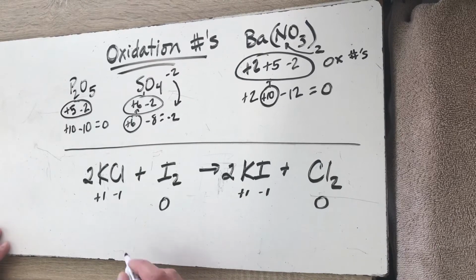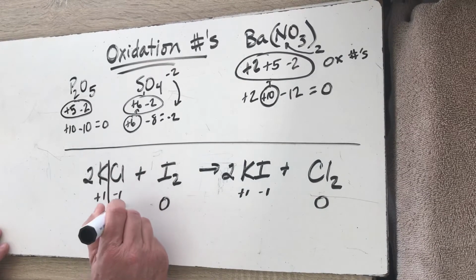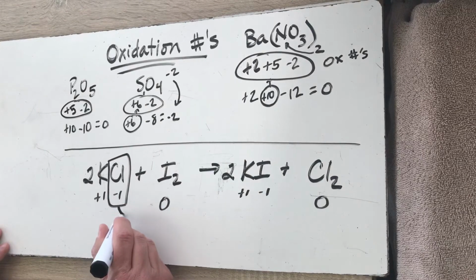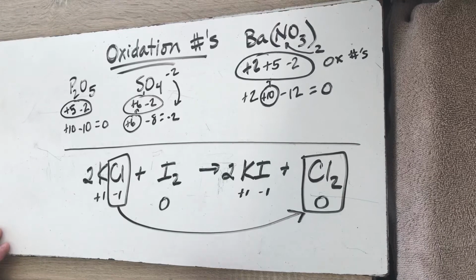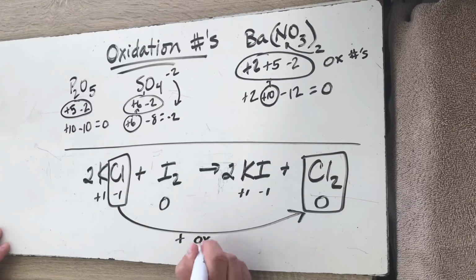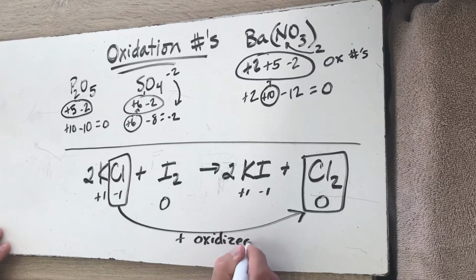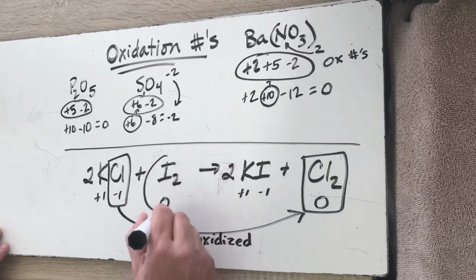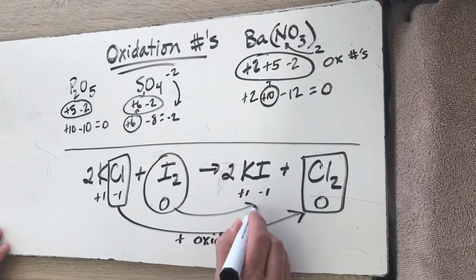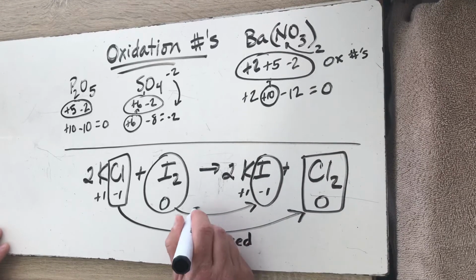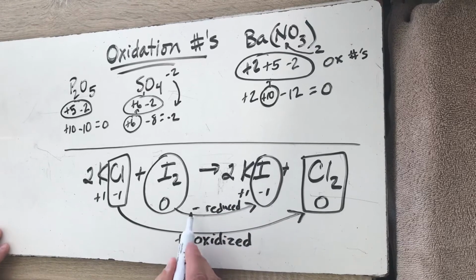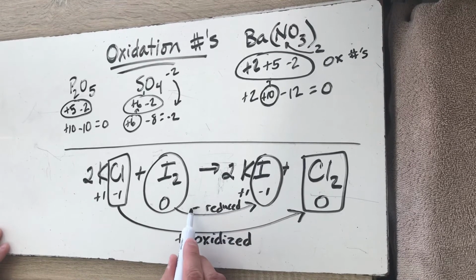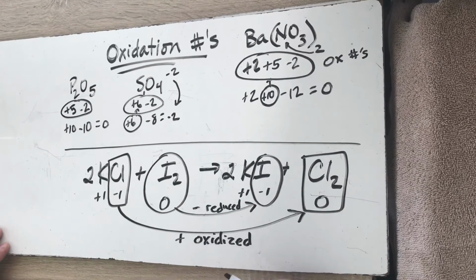What I am going to do is identify the things that are changing. Chlorine started at -1 and it went up to 0. So it actually got more positive. This is our oxidized element. Iodine started at 0 and went down to -1. It got more negative. This is our reduced element. To me, that's the easiest one to recognize because if a charge gets more negative, it's going down, it's being reduced. However, there's lots of ways to recognize this.